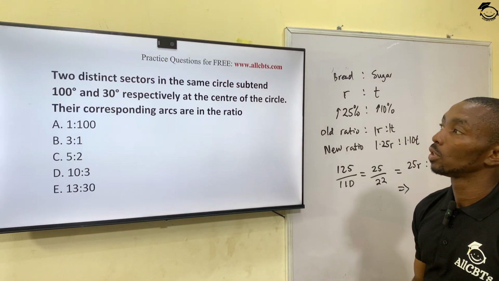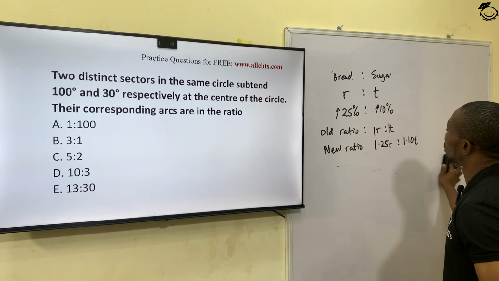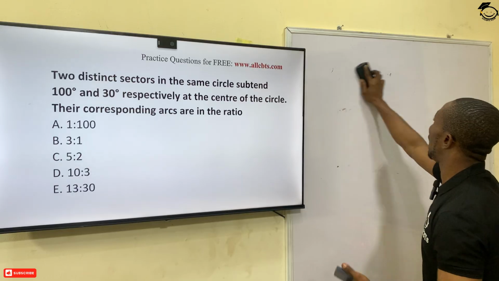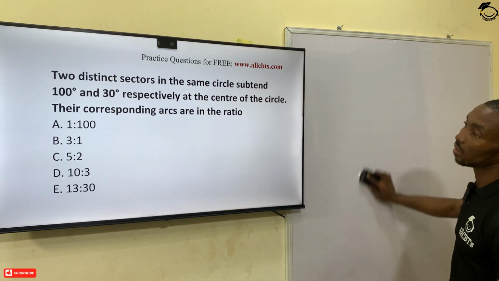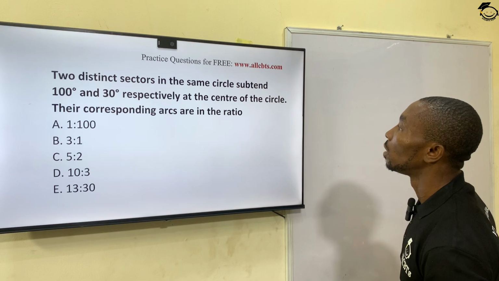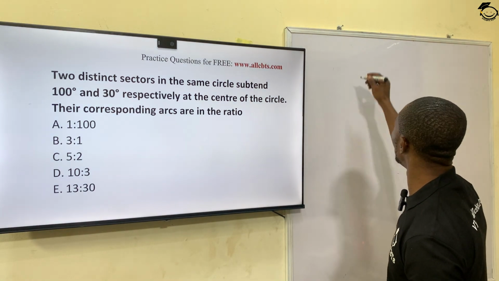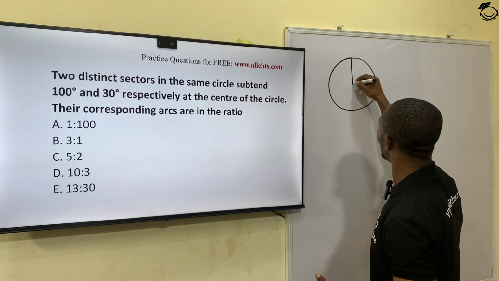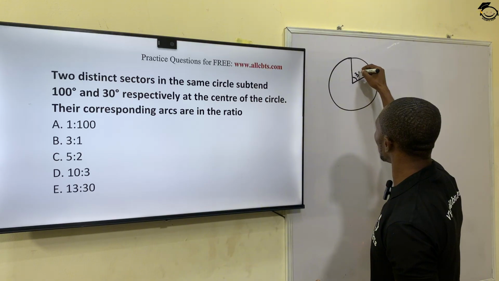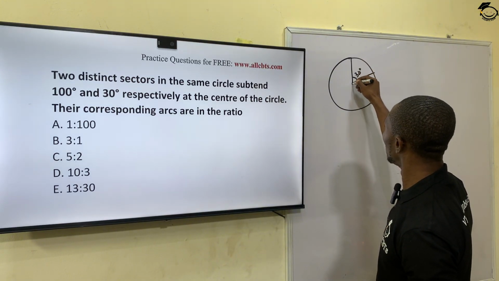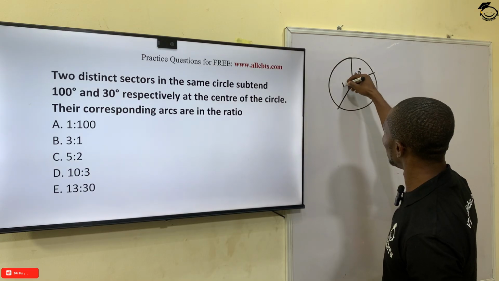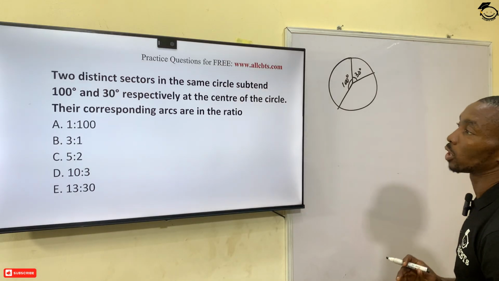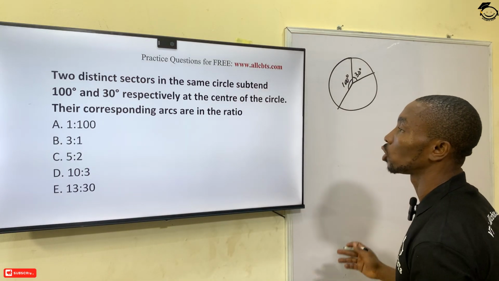Now, it says two distinct sectors in the same circle subtended angles 100 degrees and 30 degrees respectively at the center of the circle. So let's say we have a circle this way. This is our first sector, 30 degrees, and the second sector, 100 degrees. Now, it says their corresponding arcs are in the ratio of what?